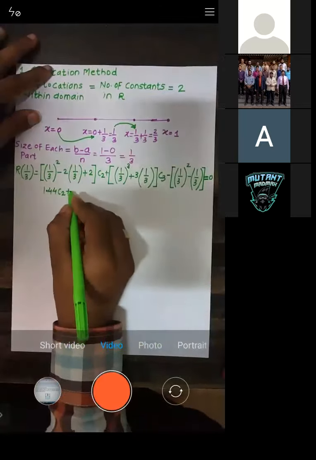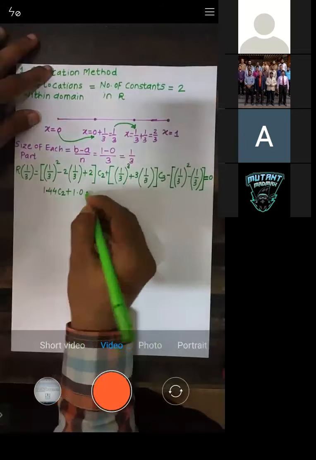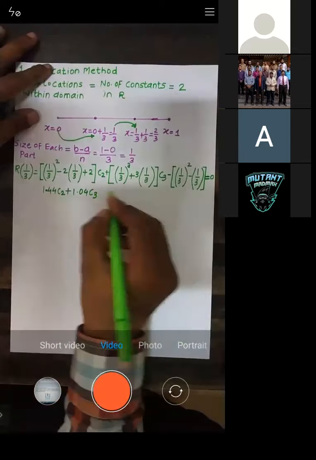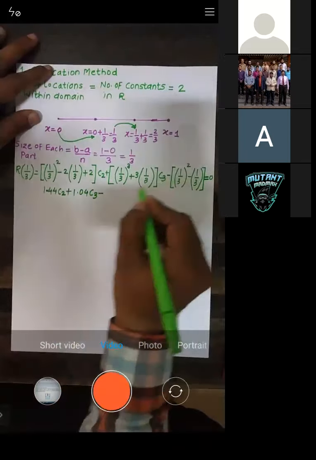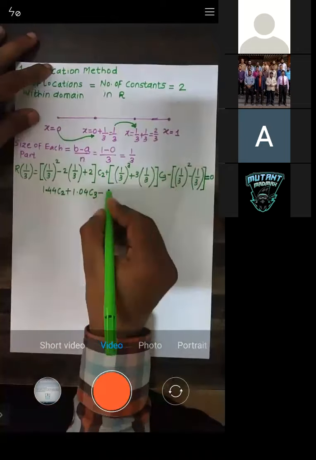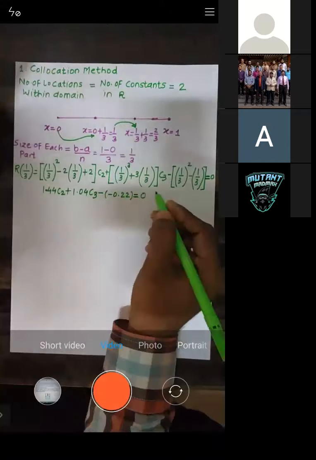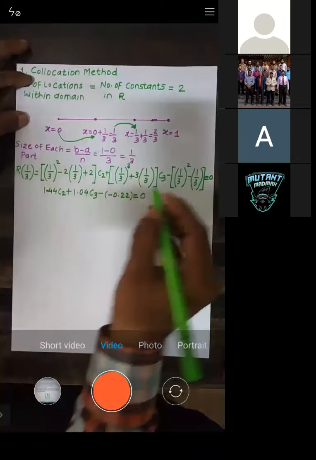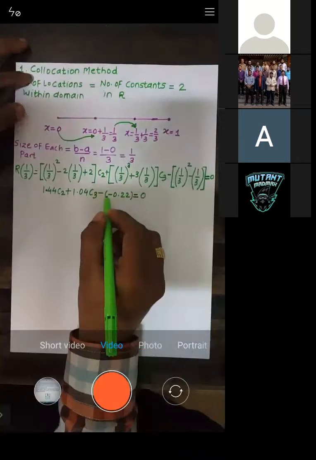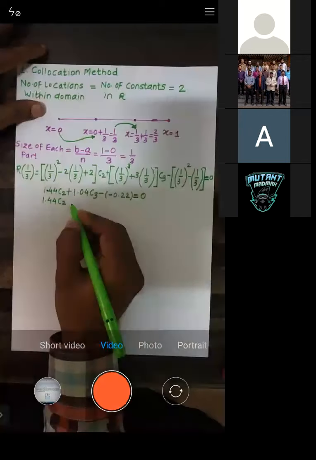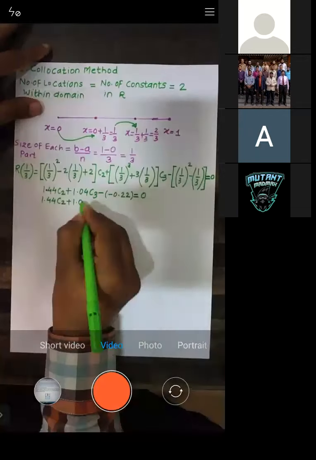Okay, so it will come as 1.04 C3. Then the minus sign I will write down as it is, and minus 0.22 is equal to 0. So I'll just bring this minus as plus, bringing that term to the right hand side. So we'll get 1.44 C2 plus 1.04 C3 is equal to minus 0.22.